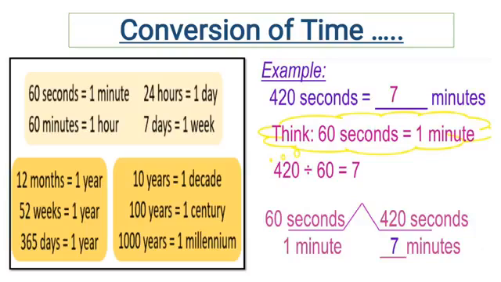Next you see this example: in 420 seconds how many minutes are there? You know that 60 seconds is equal to 1 minute. So we divide by 60. 420 seconds, what will we divide it by? By 60, and our answer comes 7 minutes.